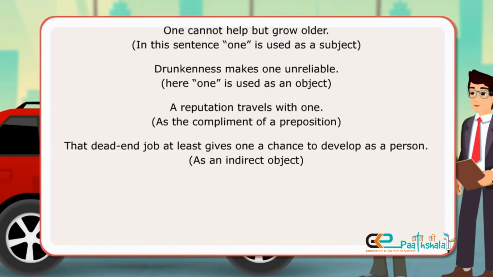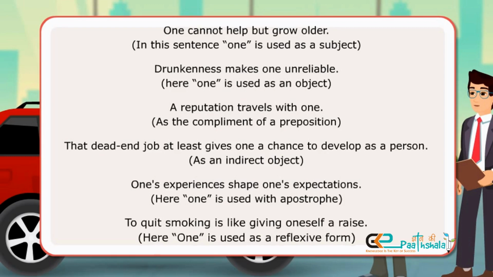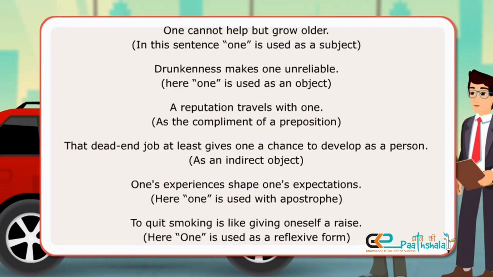That dead-end job at least gives one a chance to develop as a person, as an indirect object. One's experiences shape one's expectations. Here one is used with apostrophe. To quit smoking is like giving oneself a raise. Here one is used as a reflexive form.